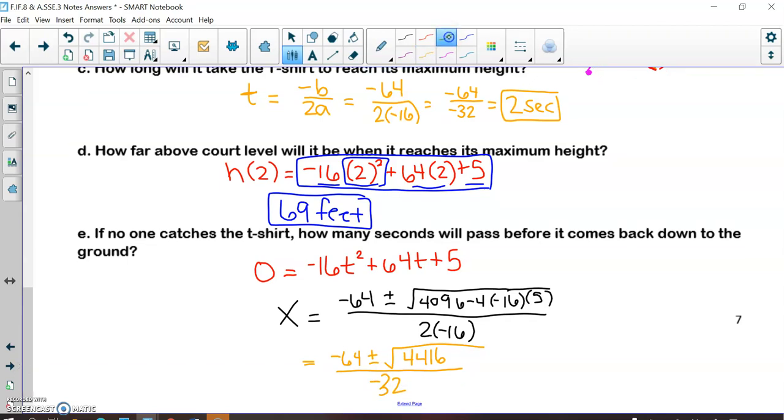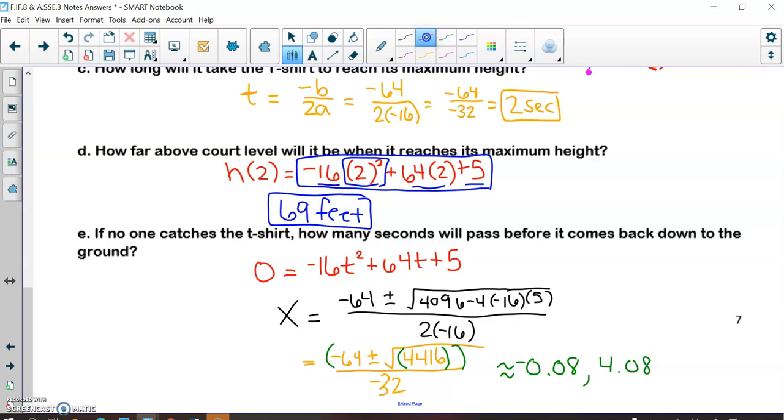I'm now going to put parentheses in the proper places, and I'm going to type this all in to figure out my answer. So I have parentheses, negative 64 plus the square root of 4,416, close our parentheses twice, and divided by negative 32. I'm going to round to the nearest hundredth. This is approximately negative 0.08. Now I do that again, but I do a minus sign instead, and I get approximately 4.08.